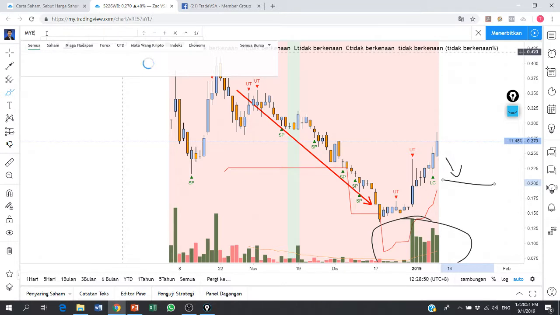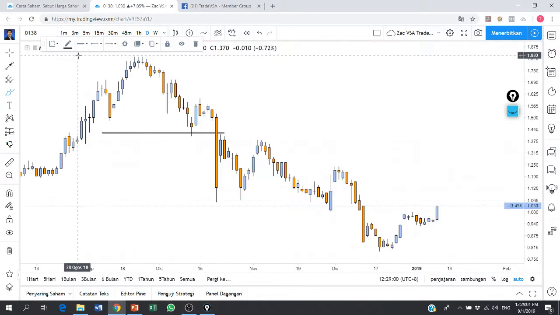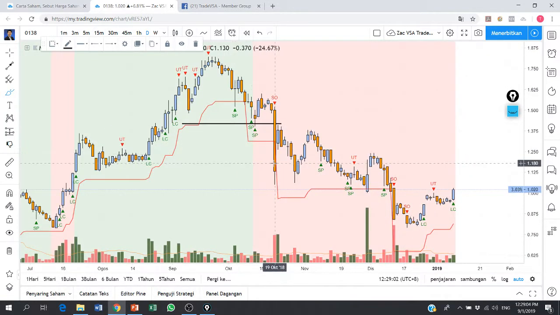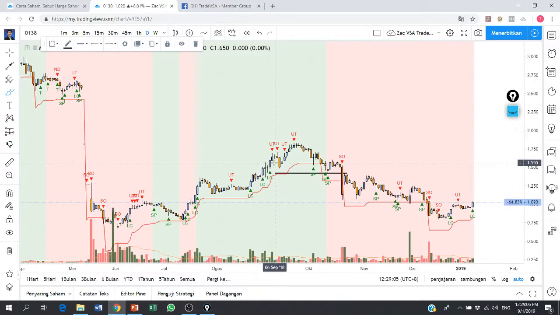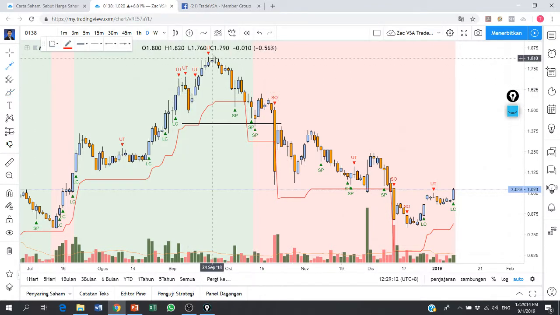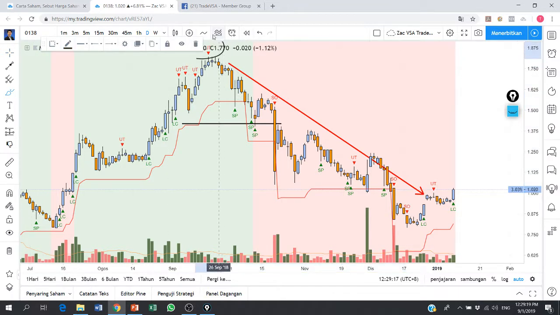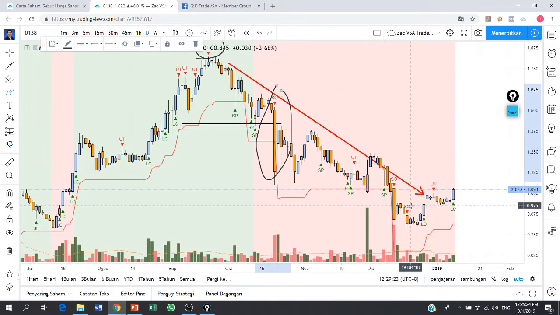Okay, next one is MYEG. Looking at the overall, I will just zoom in on this particular area. Looking at it here, definitely we have stage 4. On top, we have distribution, followed by this sell-off with extreme high volume.